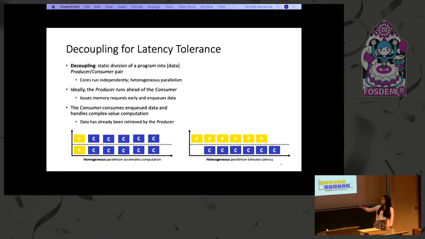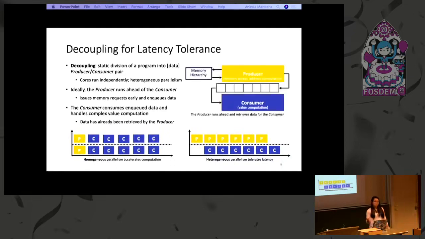To illustrate the contrast, these 2 execution timelines below show, on the left, homogeneous parallelism, where the 2 threads, the top and the bottom rows, are performing the same types of computation and memory access, whereas when you have heterogeneous parallelism, one thread is responsible for the memory accesses, this is the producer core, and the other thread is doing the computation. Homogeneous parallelism is great when you have a very compute-bound application, whereas when you have a memory-bound application, heterogeneous parallelism comes into play.